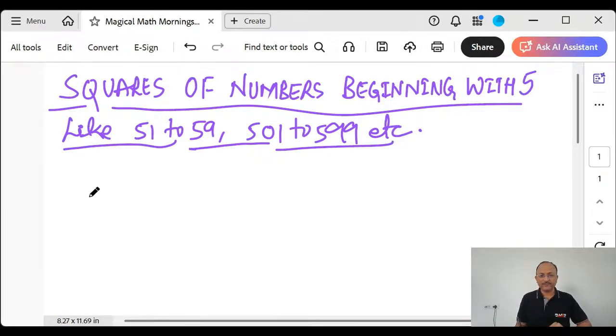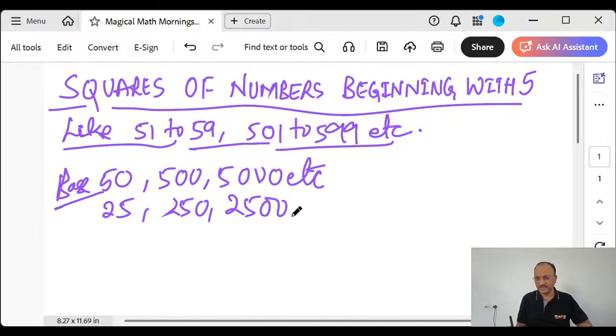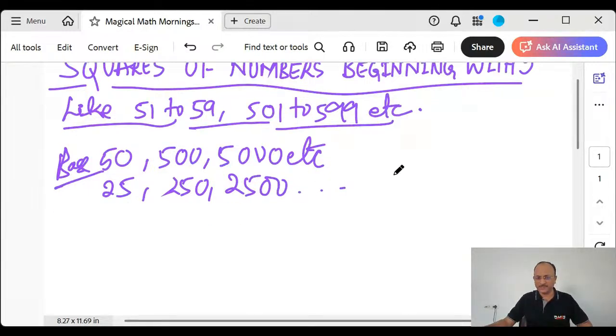Let's take 51 square. All these things we'll consider with the base of 50 or 500 or 5000, etc. These are the bases, and whatever is the base, you consider half of that. That is 25, 250, 2500, etc. These things we are going to consider before we proceed with multiplying the numbers.